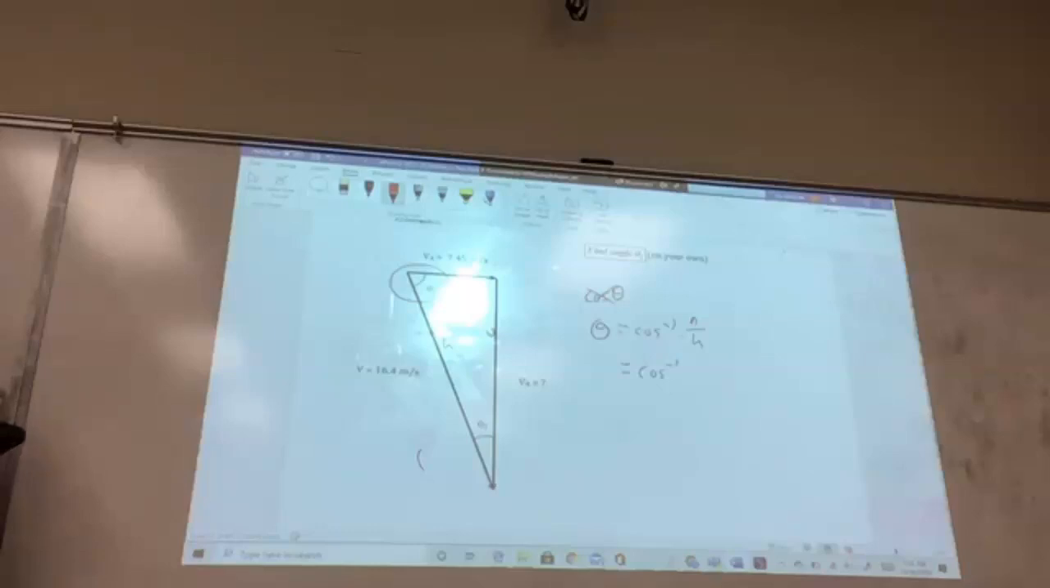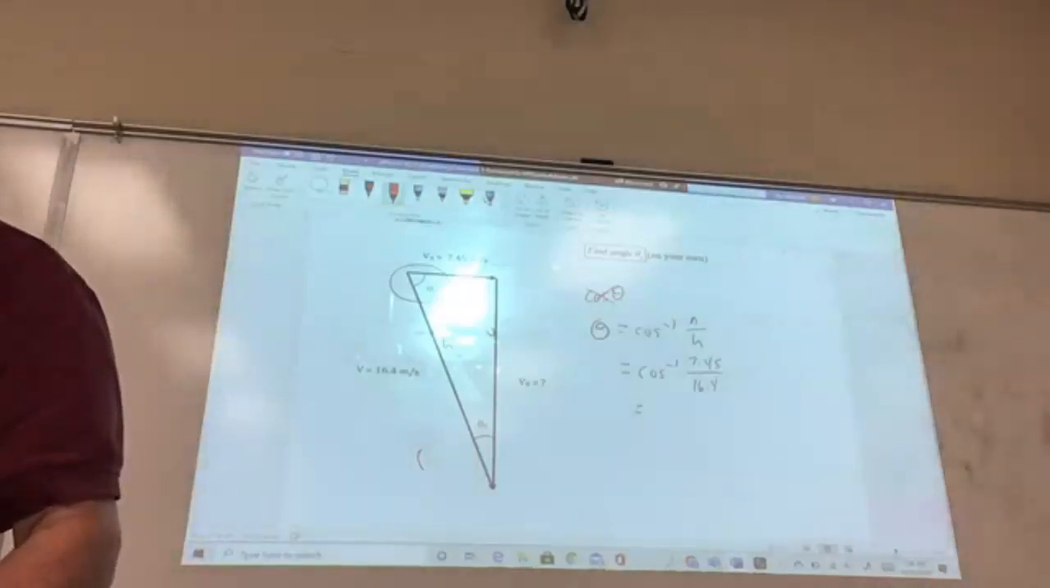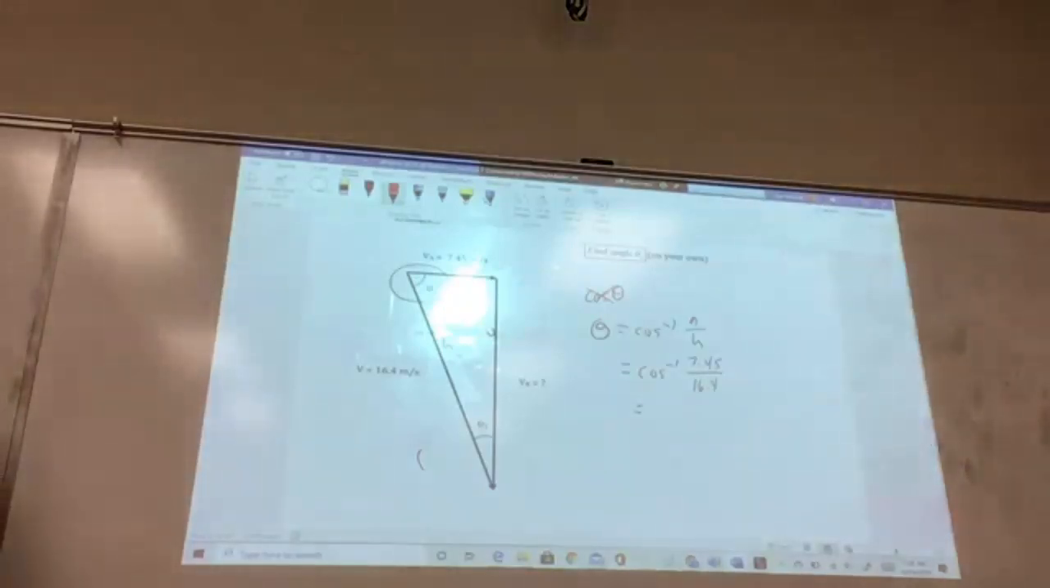of 7.45 divided by 16.4. Inverse cosine of 7.45 divided by 16.4 equals 62.98. So we're going to round up to 63 degrees. Does anybody object to 63 degrees?